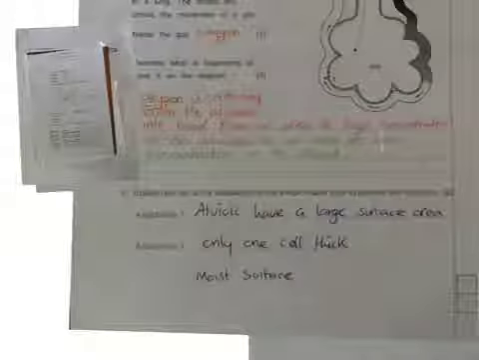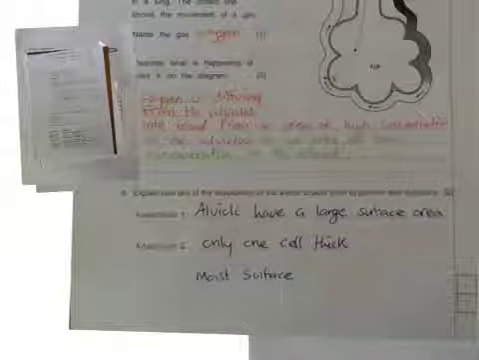Which means it's very thin and it's got a moist surface. The list shows different substances in the body. So write the name of the correct substance. So I'm going to use either oxygen, carbon dioxide, or food.